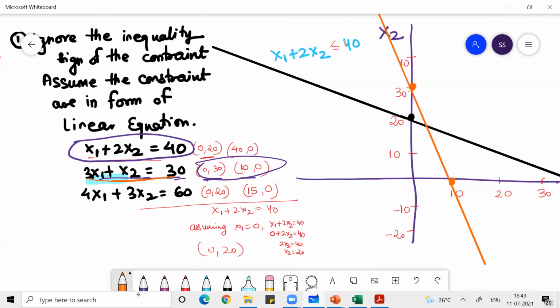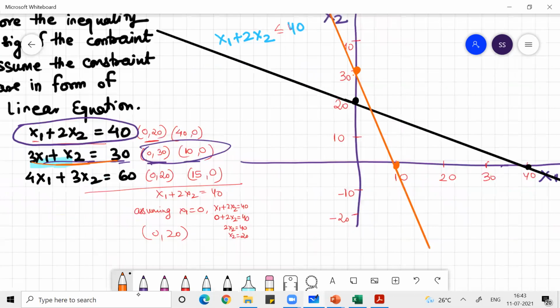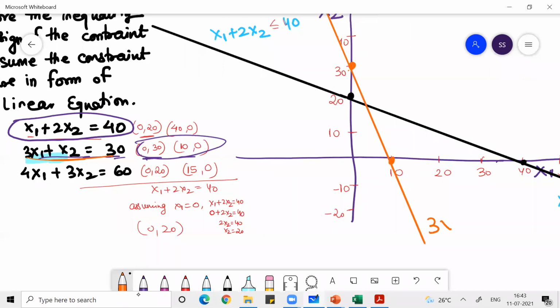And please, guys, when you do this in an exam, make sure that you note down that line and all, otherwise you'll get confused. This is 3x1 plus x2 equal to 30. This line corresponds to that.